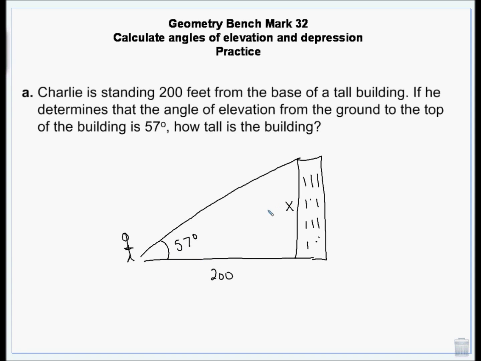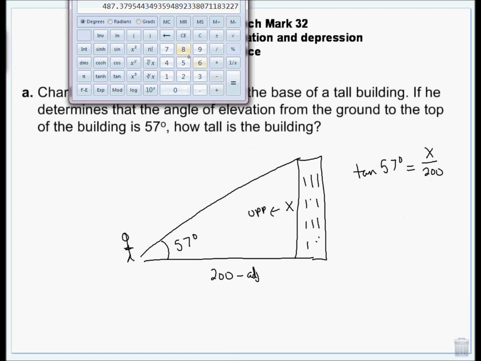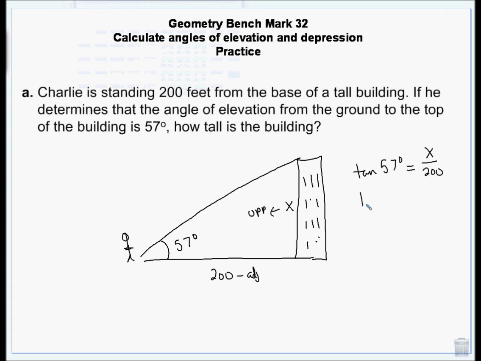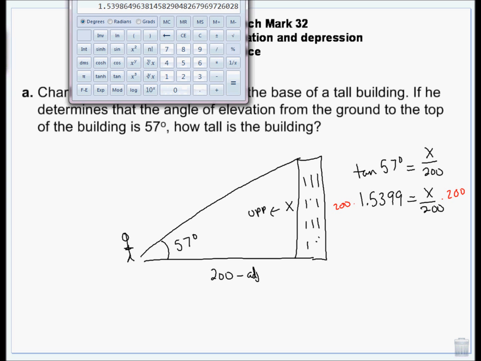So again, we have opposite over adjacent, so that's tangent. So the tangent of 57 degrees is equal to x over 200. Type in 57 and take the tangent of it, that's 1.5399 is equal to x over 200. Multiply both sides by 200. And the building is about 308 feet.